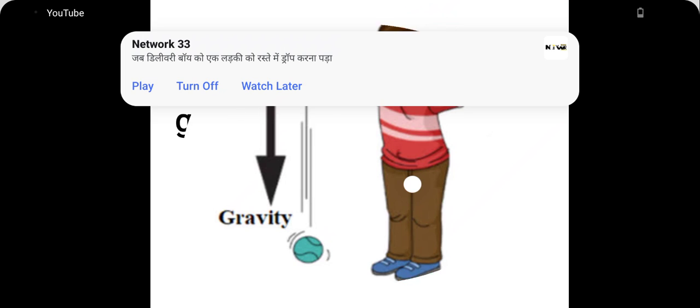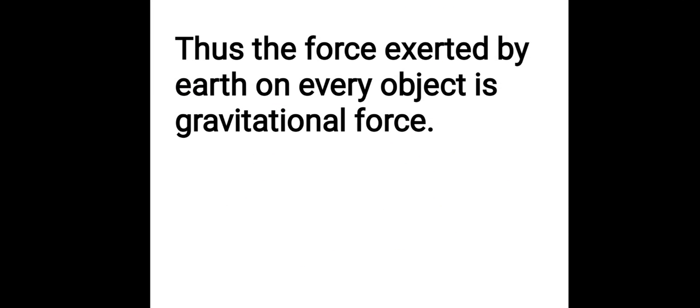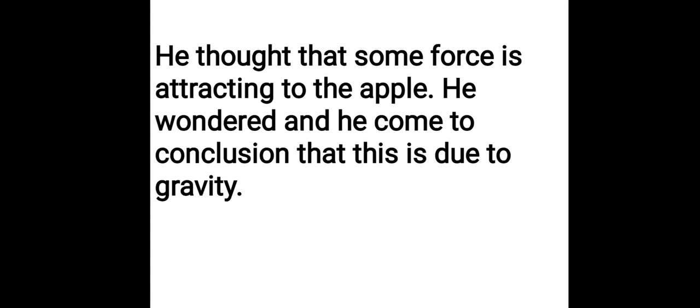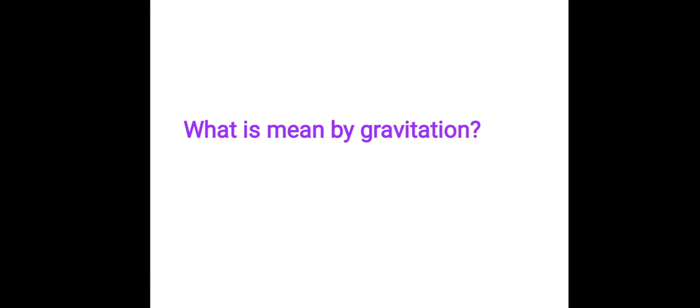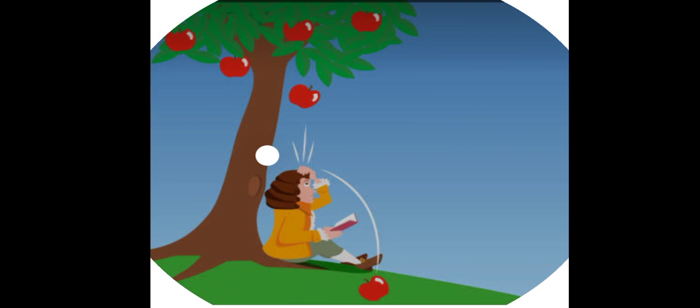So let's come to the conclusion that gravitational force is nothing but the force exerted by the earth on each and every object present on the earth's surface, or at some particular distance from the earth's surface. So that is the gravitational force. Today in this lecture we discussed the types of forces, and then in detail what is meant by gravity and gravitational force, with the help of our great scientist Newton.